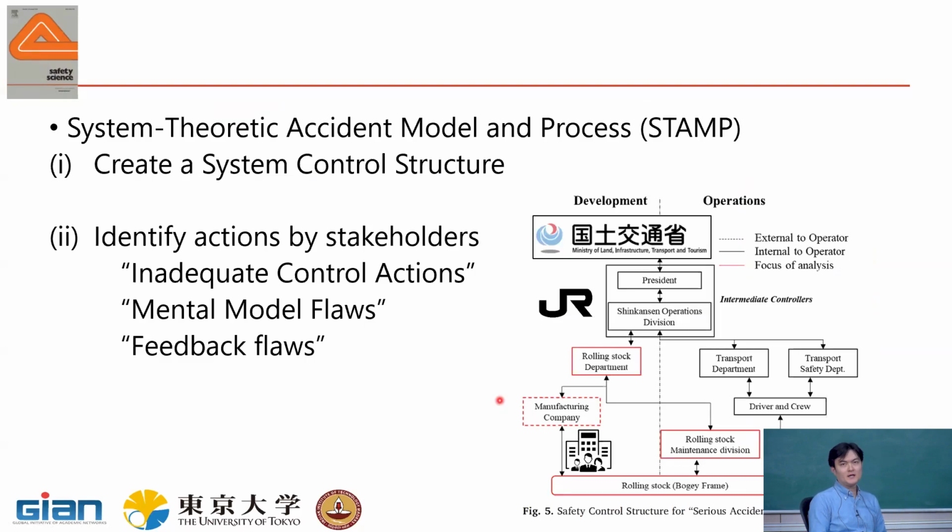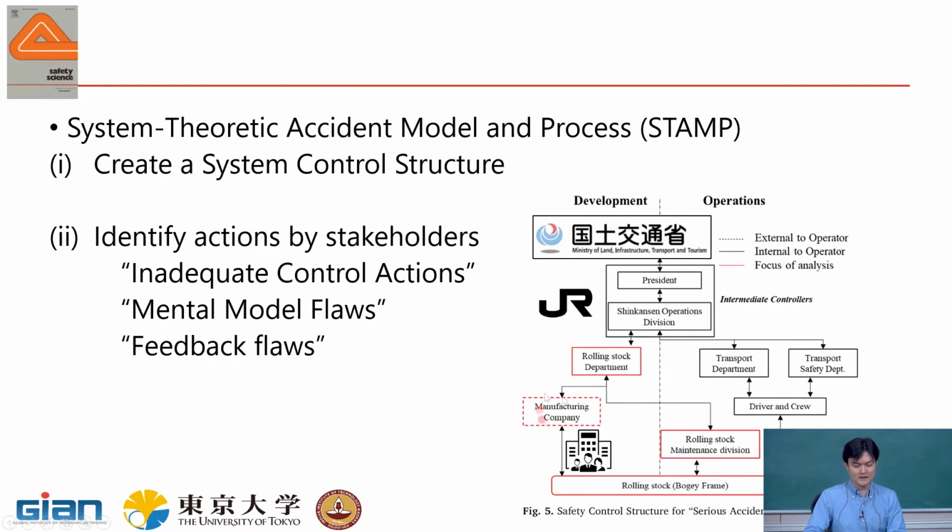So this is another school, or another branch of system dynamics, called the System Theoretic Accident Model and Process methodology. So this is a methodology consistent with system dynamics, but specifically for analyzing accidents. So these are the steps as indicated by the STAMP methodology. If you want to do a STAMP methodology, this is the order in which you conduct the analysis.